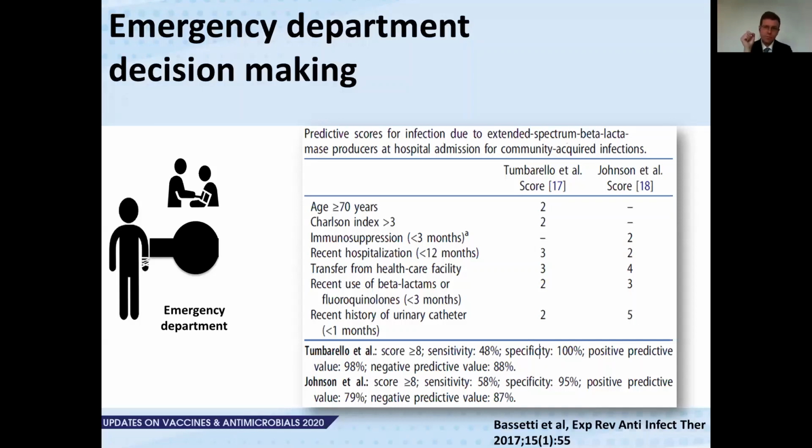Yet if you meet Tomborello's criteria of greater than 8, then you don't just get co-amoxiclav for a urinary tract infection, you get a stat dose of amikacin, irrespective of whether you have hemodynamic instability or not. And that harks back to the positive predictive value of these scoring systems for influencing empiric antimicrobial prescribing.